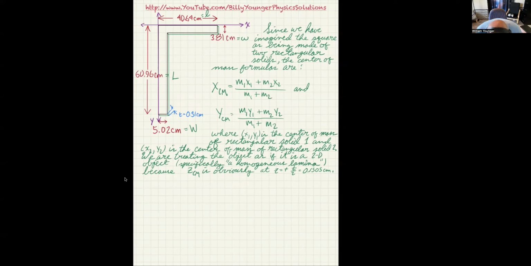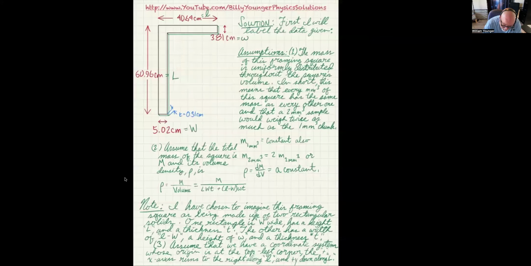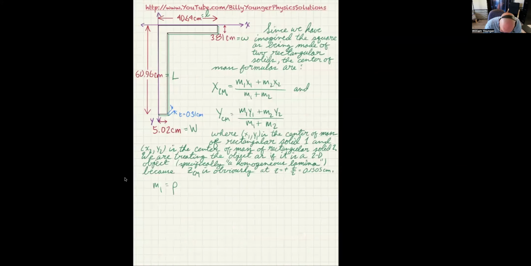Now that we have all this, we can go ahead and start trying to solve the specific problem. So what I know is that M1 is going to be basically the density, because density equals mass over volume, times the volume of rectangle 1, and we already found the volume of rectangle 1, which I'm treating as this guy. So that rectangle is rectangle 1. So we see that one has a volume given by L times W times T.